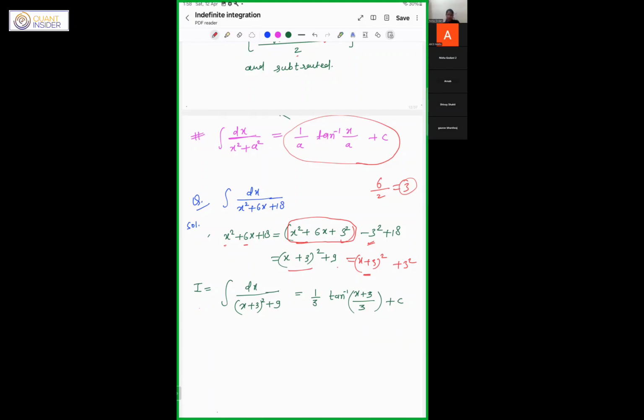So now what will be the integration? You can apply the formula. This is 1 upon a, and a means 3 here, so 1 upon 3. The formula is tan inverse x upon a, so in place of x you have x plus 3 upon a, and a means 3.